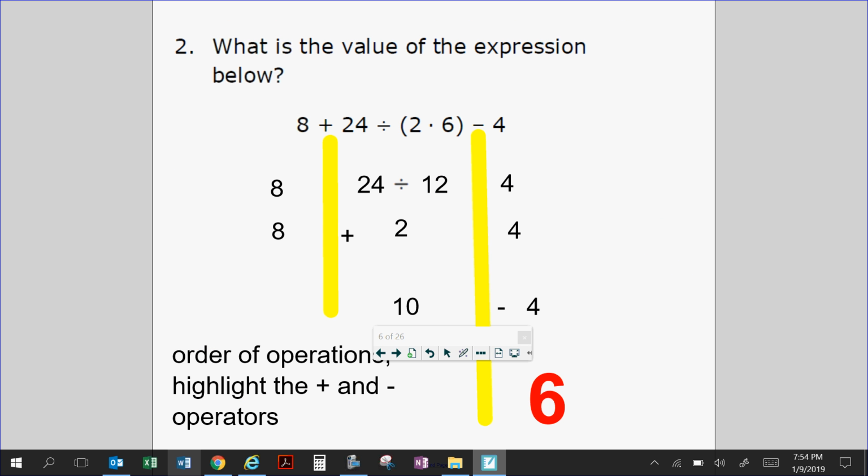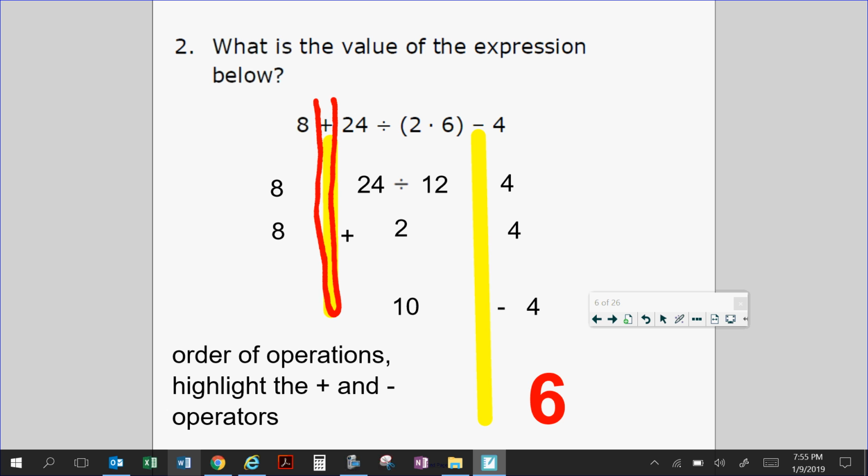Number 2, what is the value of the expression below? So on the upcoming test, you have to know how to do order of operations. What do we highlight in order of operations? Addition and subtraction that's not in a parenthesis. So how many times am I going to highlight this expression? Twice. Right here, this addition. Right here, this subtraction.